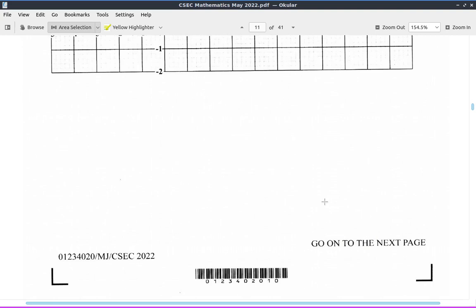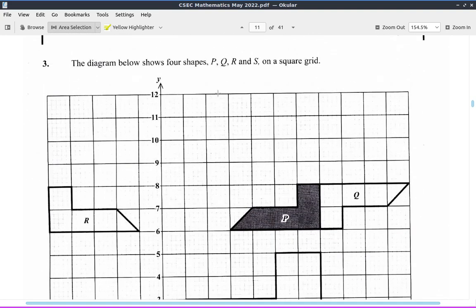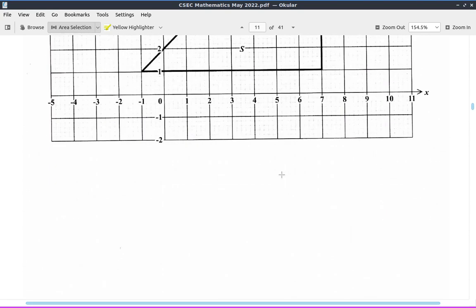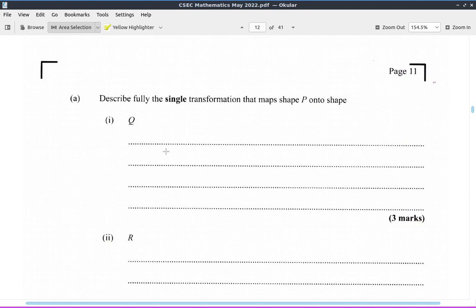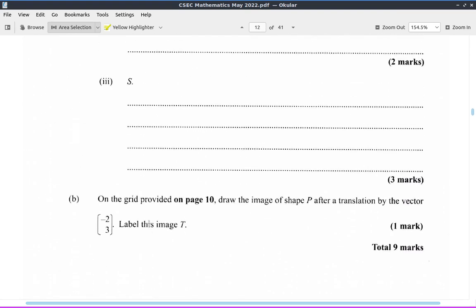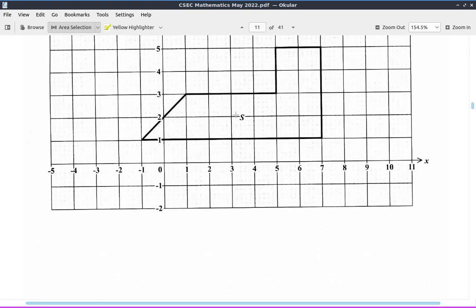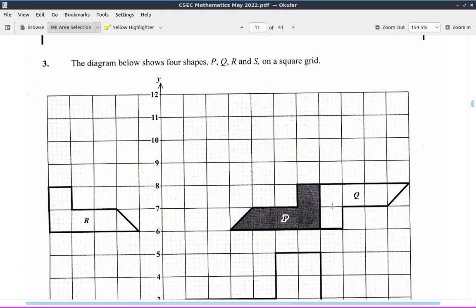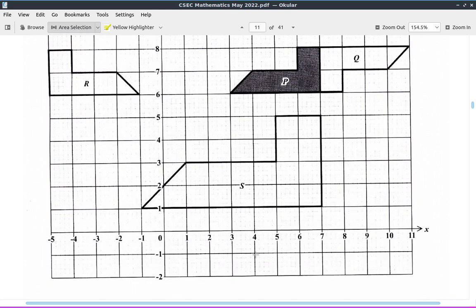What about question 3? Question 3, patterns. So you have the square grid. So it's patterns on a grid. Determine fully the single transformation that maps P onto shape Q and also onto R and S. So Q onto P, Q onto R, Q onto S. Alright.